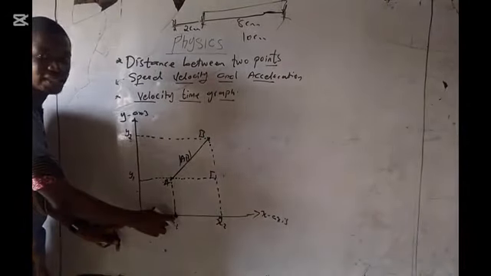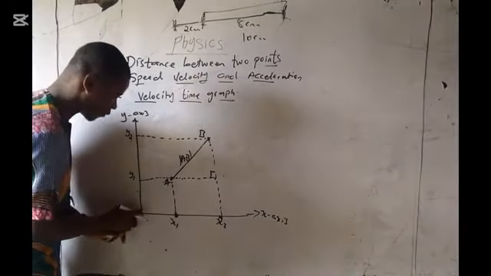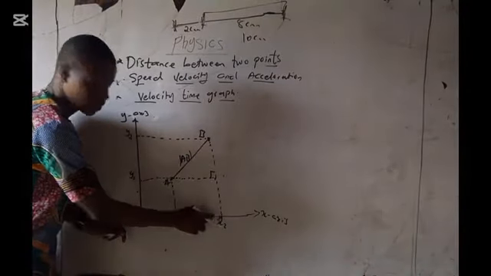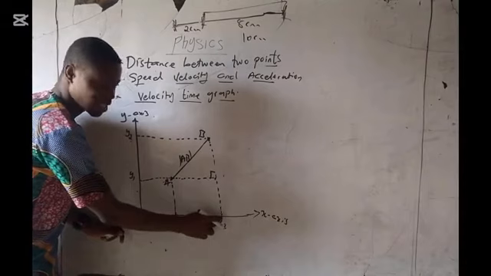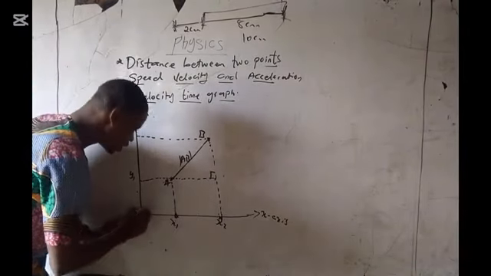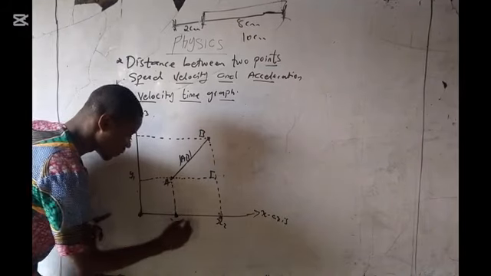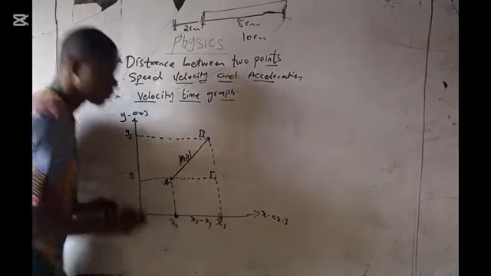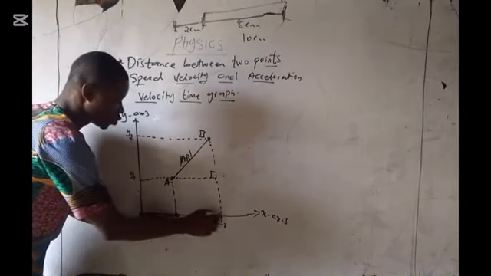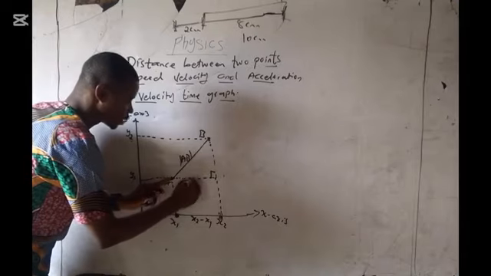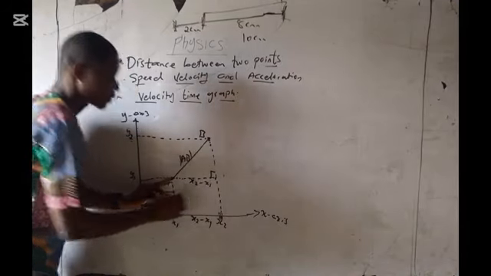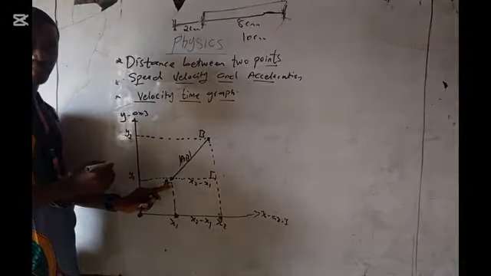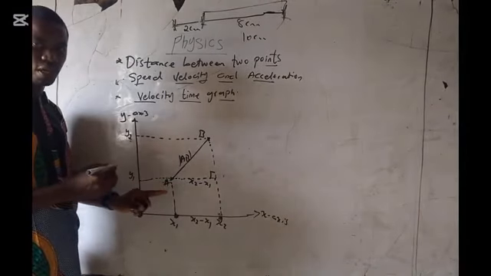From here to here is x1, and from here to here is x2. Then from here to here will now be what? The whole of this minus this part. So this portion will now be x2 minus x1. And if this is x2 minus x1, it means this place is also x2 minus x1. Are you getting what I'm saying now? If you are getting it, just put down "I am getting it".